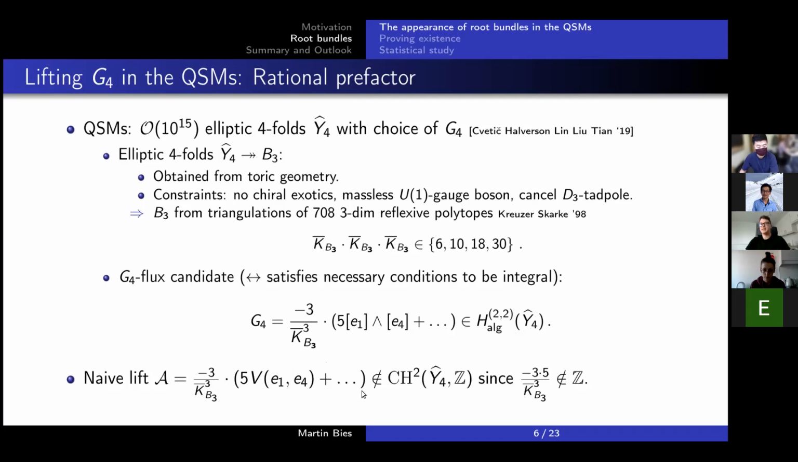Now, this thing is not in Chow with integer coefficients, and the reason for that is that Chow with integer coefficients means algebraic cycles, and I expand them with integers. But minus 3 times 5 over k bar cubed is not an integer, because k bar cubed is, by this previous result, 6, 10, 18, or 30. So that doesn't work. It's simply too naive.